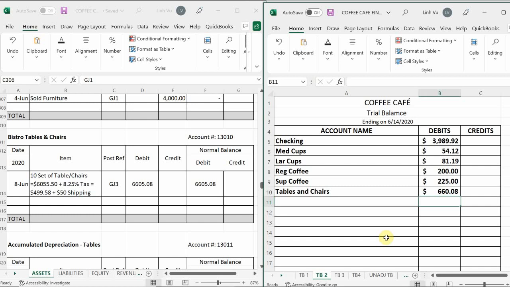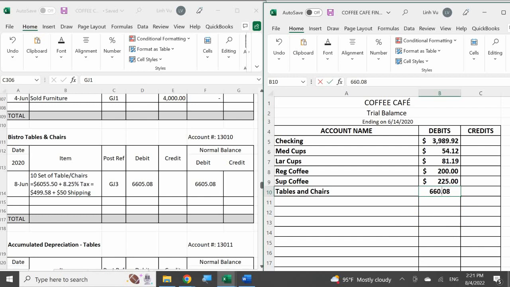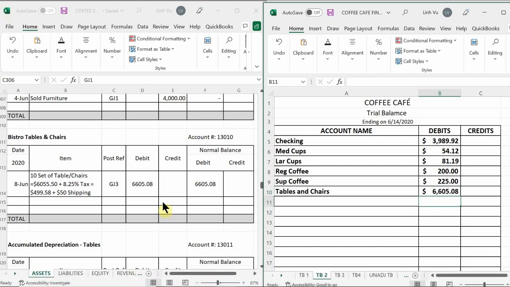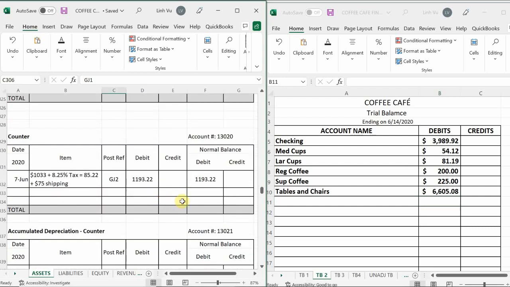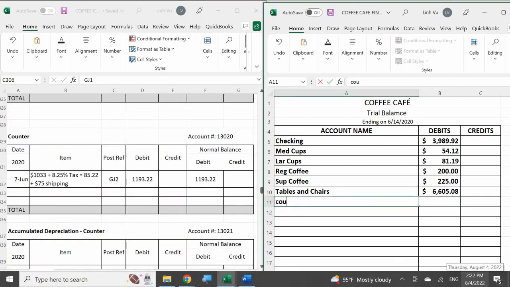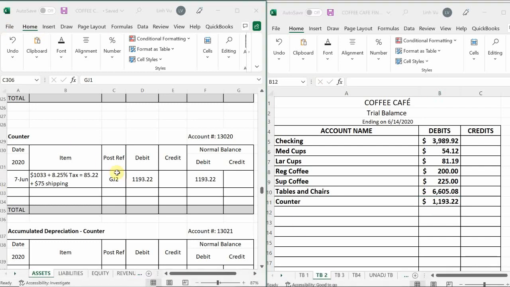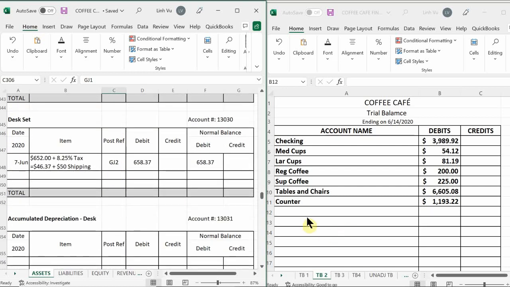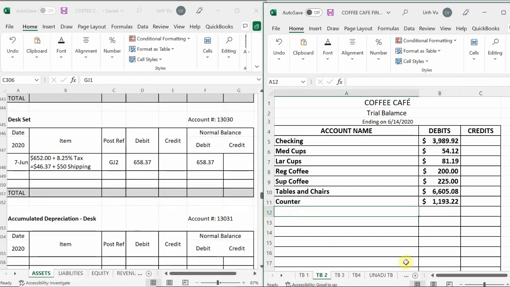No, but I do have sub accounts, right? I do have my table, and that was for 6,000. Oh, I made a typo. $6,605.08 for my tables and chairs. What else piece of furniture do I have? Counter. Now you have the counter. It's 1,193 in the 22. There you go. Good. What else? We have a desk set for the office.